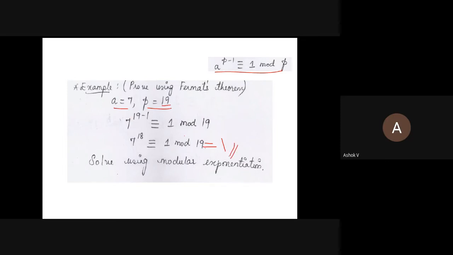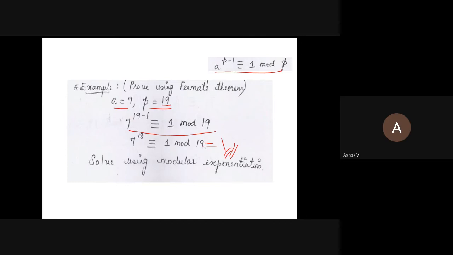We can simply write it; you don't need to perform any calculation. If p is a prime number and the GCD of a and p is co-prime, then you can directly apply it here. 7 power 18 mod 19 will always yield the result 1.